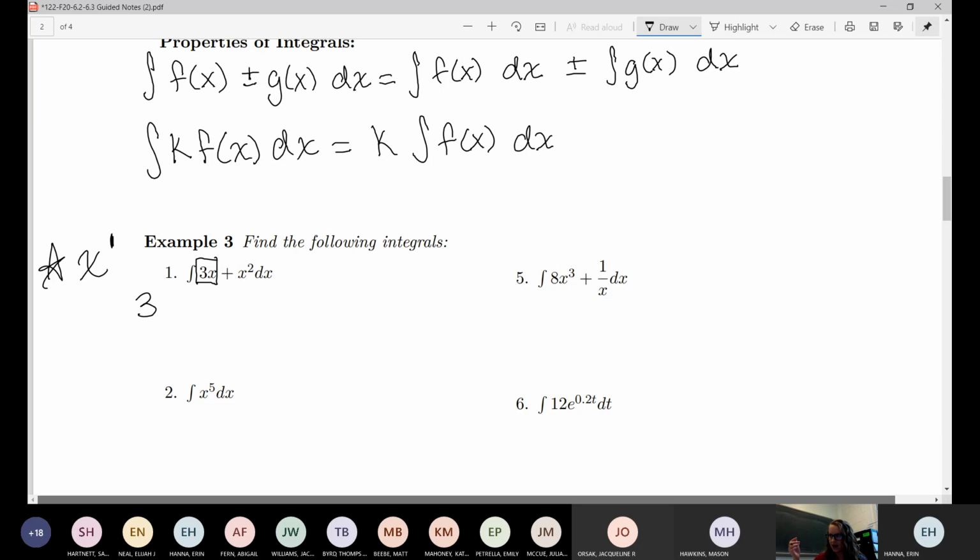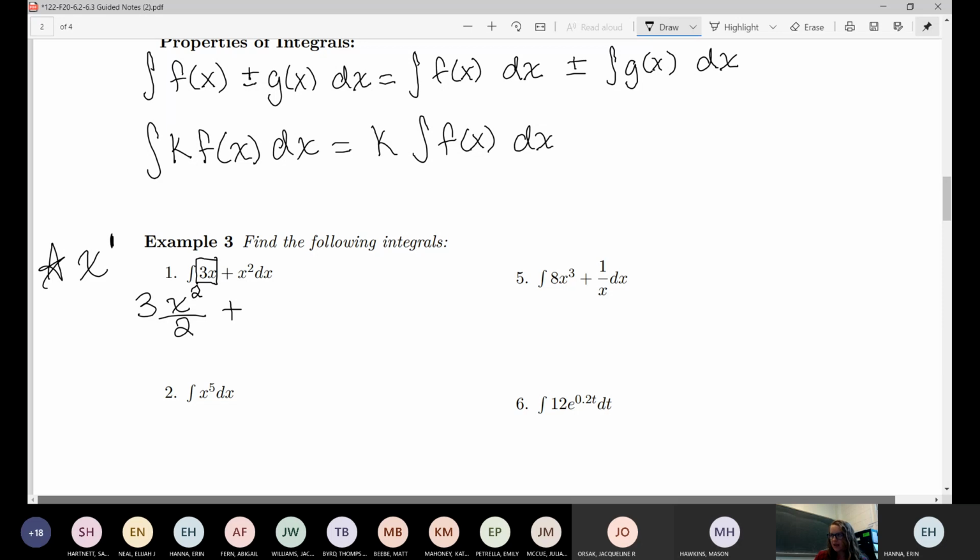So our anti-power rule says we need to add 1 to the power, so x squared, and divide by the new power. So that's kind of what I meant, Ami. That 3 is just kind of chill, and then we're just going to take into consideration just the x piece, and then the constants can be simplified and canceled out if possible later.